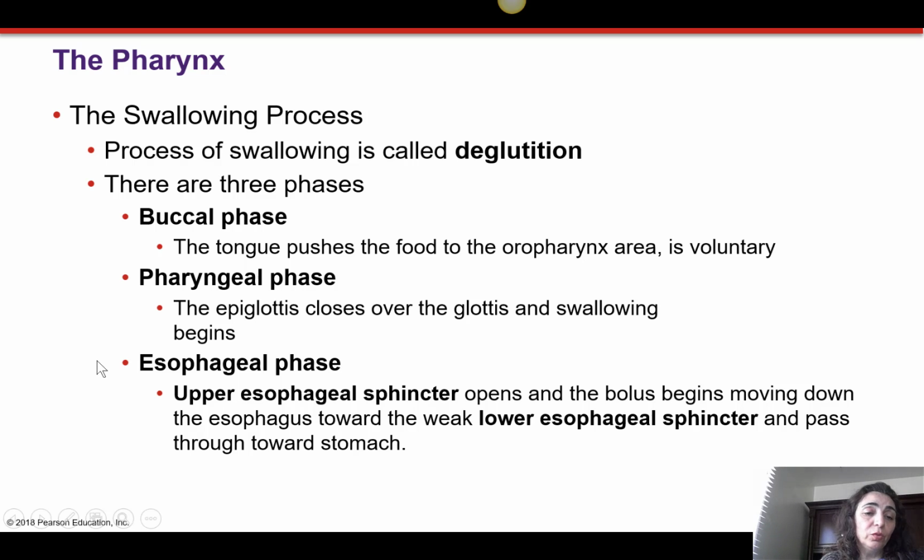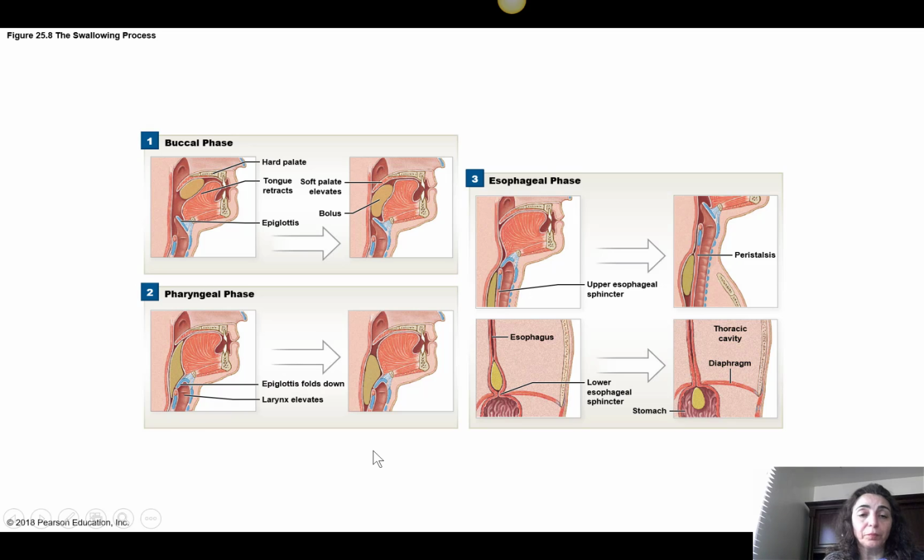Then when it passes through the laryngopharynx, it gets to the esophagus, and this is the esophageal phase of swallowing. The upper esophageal sphincter, the sphincter that we have in the upper part of the esophagus, opens and the bolus begins moving down the esophagus toward the weak sphincter that we have in the lower part, which we call the lower esophageal sphincter, and then passes toward the stomach.